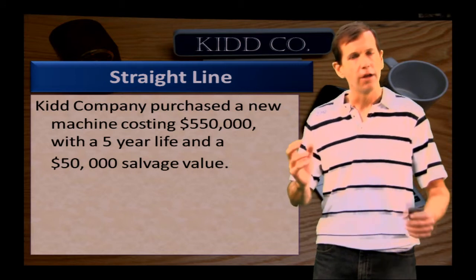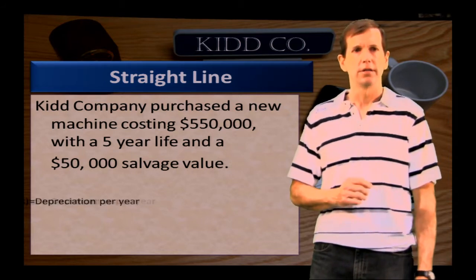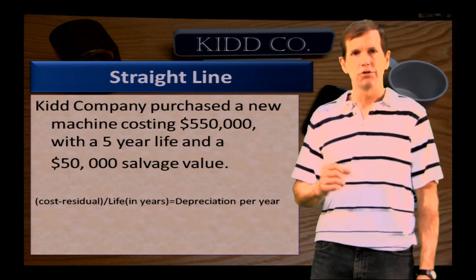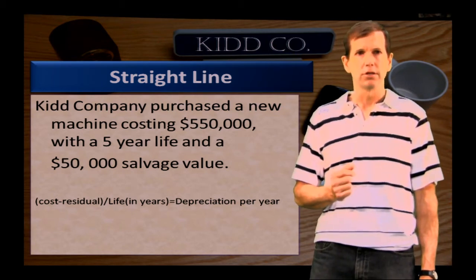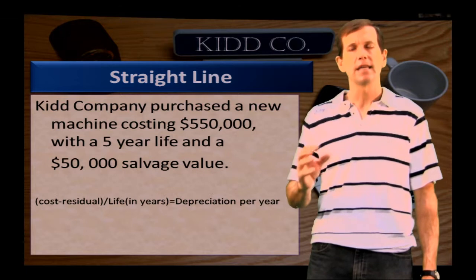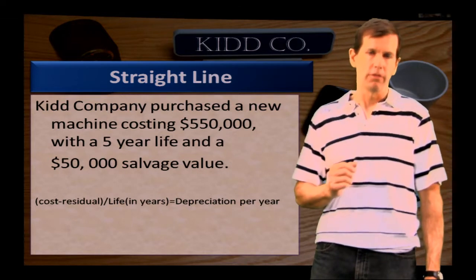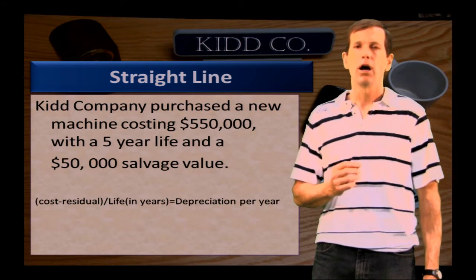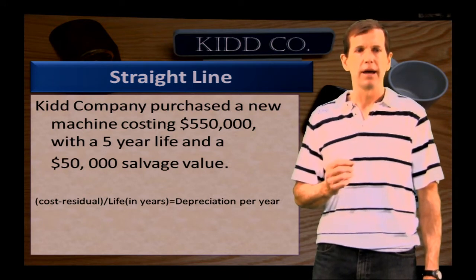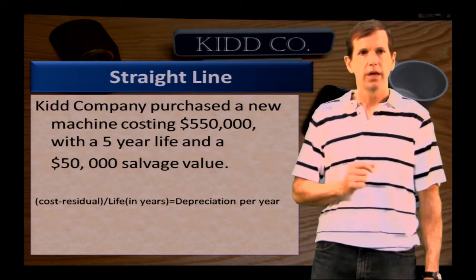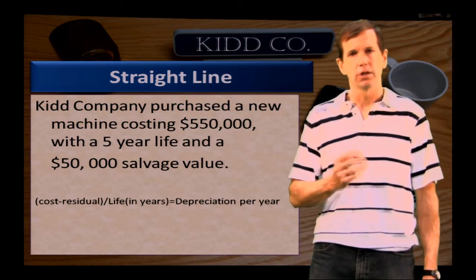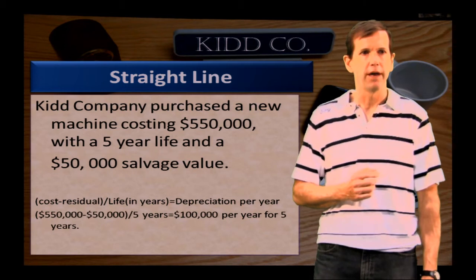Okay, straight line, very simple to calculate depreciation using straight line. There is the formula. You just take the cost minus the residual. Residual and salvage value are the same thing, a different terminology. Then you divide the cost minus the residual value by the life in years, and that equals the depreciation expense per year. So let's apply that to the numbers we have here.